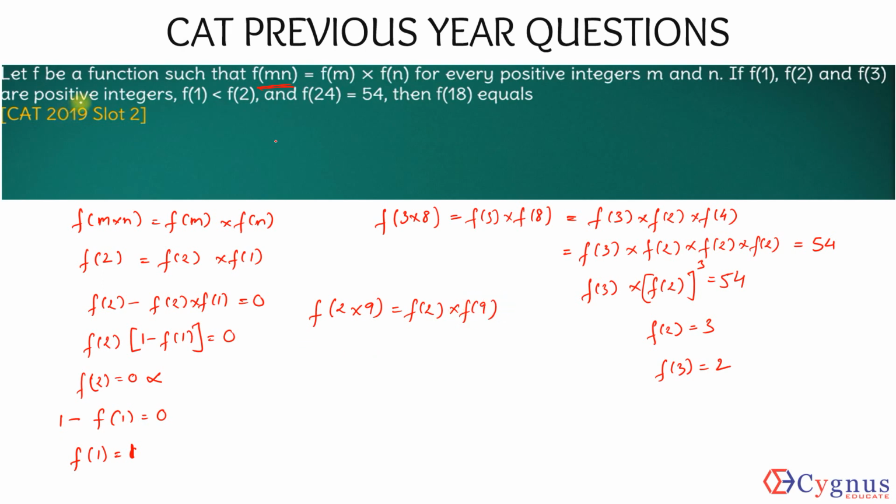And how do we write f of 9? Using this property, f of 9 can be written as f of 3 into 3, means f of 3 into f of 3. So basically you need to put the values. F of 2 is 3, f of 3 is 2. There's one more f of 3, that is also 2. So 3 into 2 into 2 will give you 12. So the answer has to be 12.